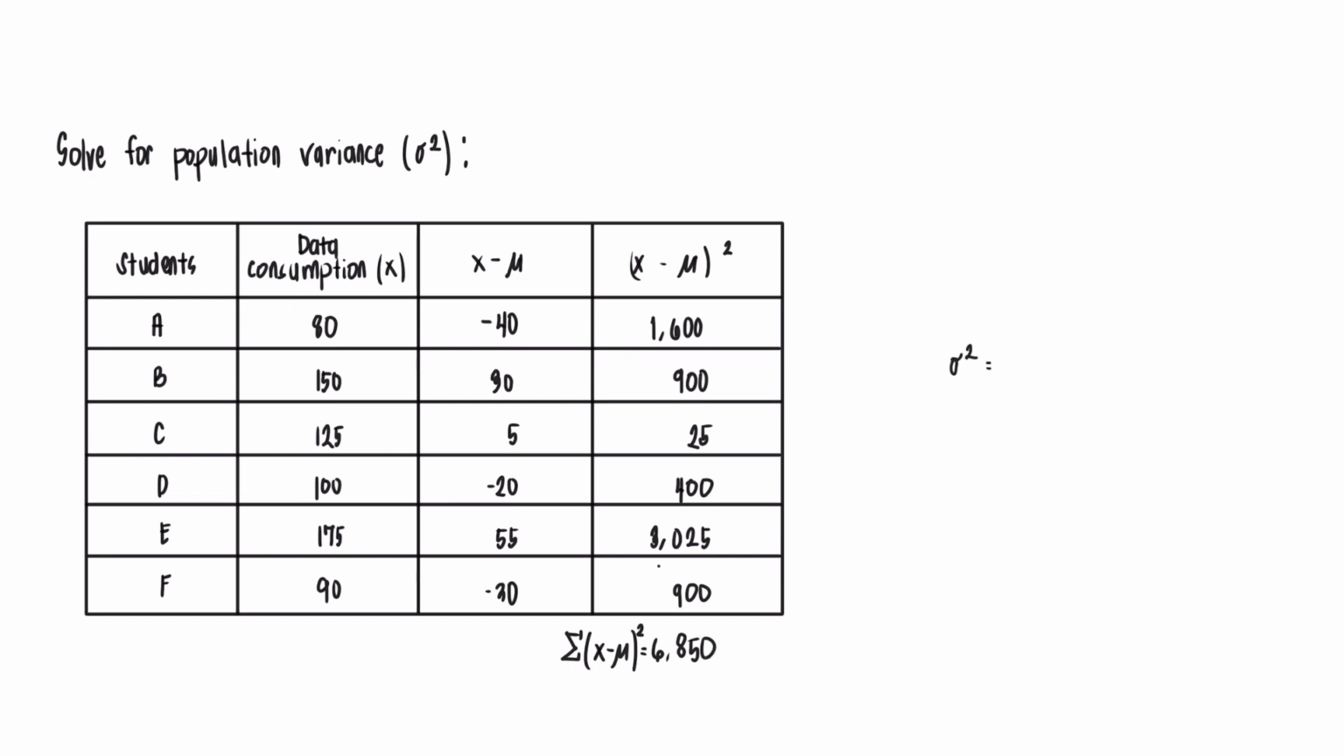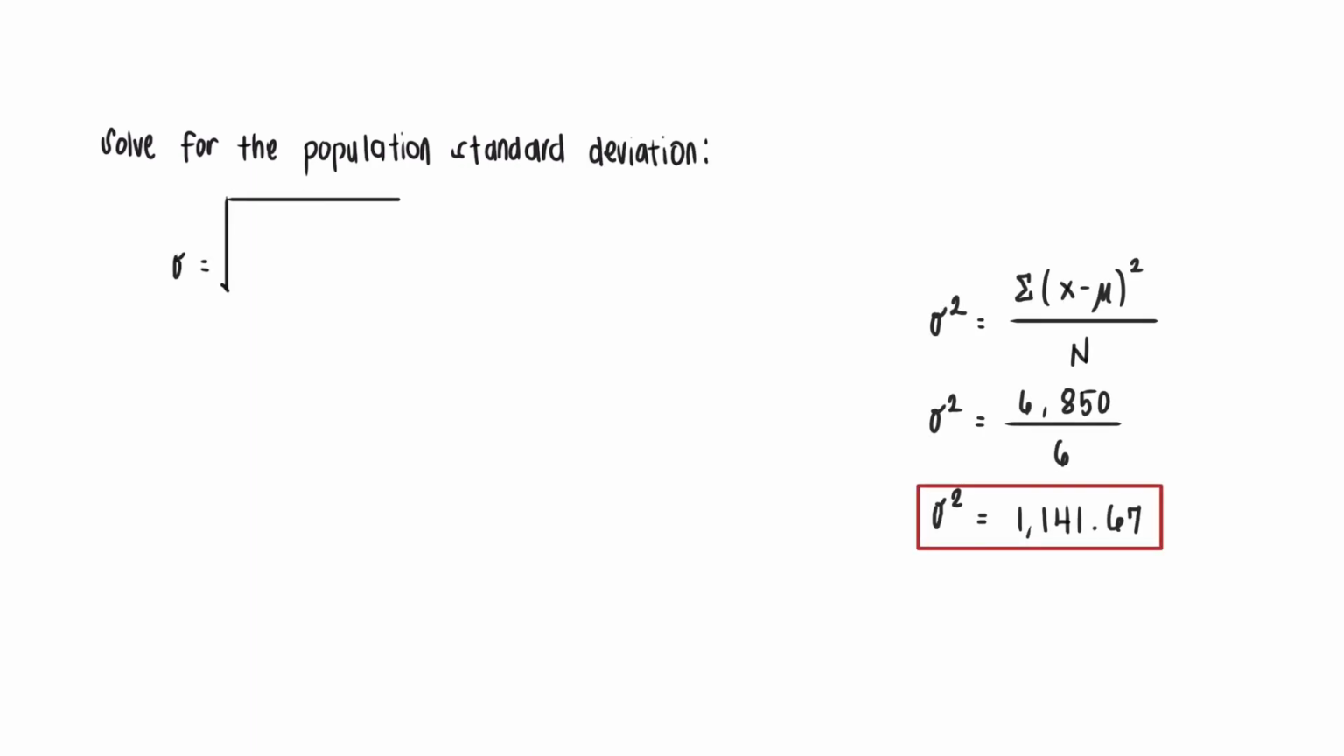Now, we are going to use the formula of variance. It is the sum of the square differences between each data point and the mean divided by the number of data values. So we'll have 6,850 over 6. The population variance is 1,141.67. To solve for the standard deviation, we will simply take the square root of the given value of the variance.